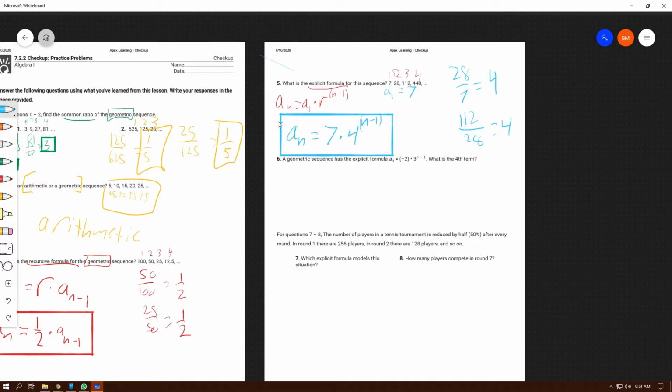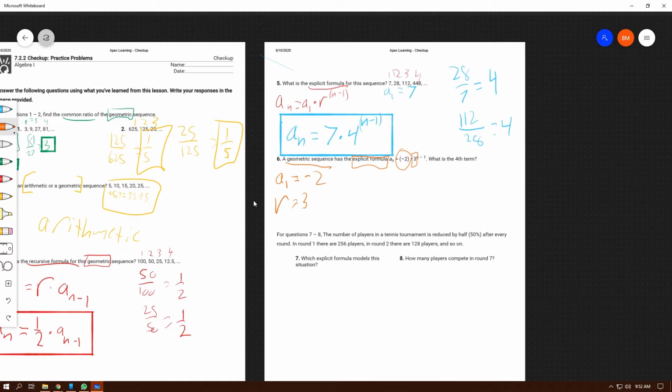Alright, so now question 6. They're telling me that I have a geometric sequence and they give me the explicit formula. Now, I know that the explicit formula will give me the first term of a sequence as well as the common ratio. Those are the two things that I can get from the explicit formula, right? So that tells me that my first term is -2 and then my common ratio is 3. All right, so that's what the explicit formula told me. Now, that's not what they asked, but as soon as I saw explicit, I knew what I would get from that formula.